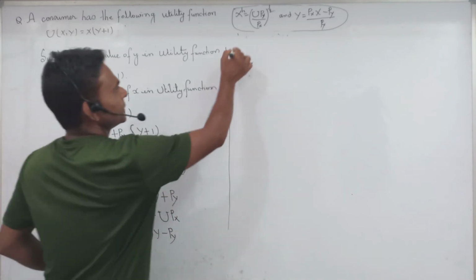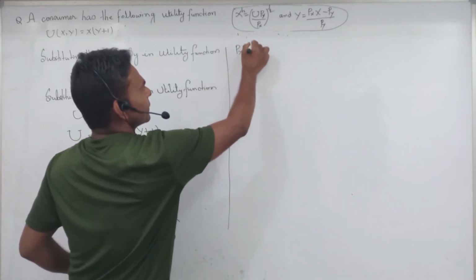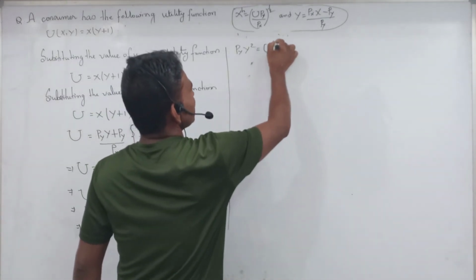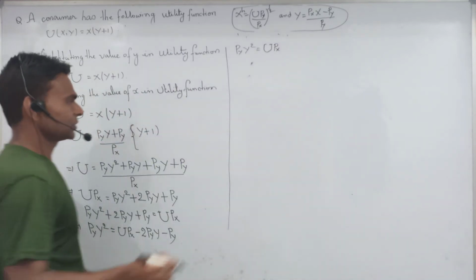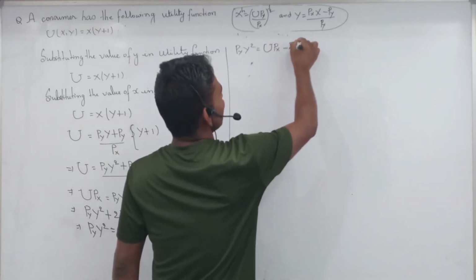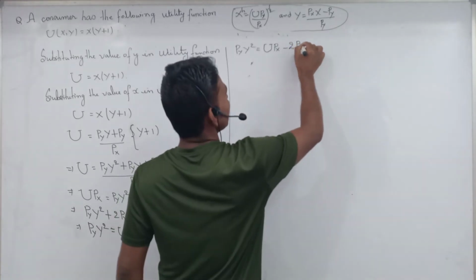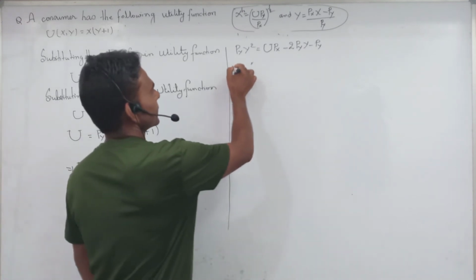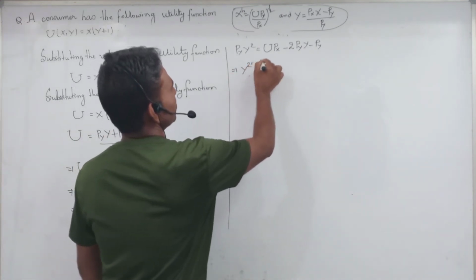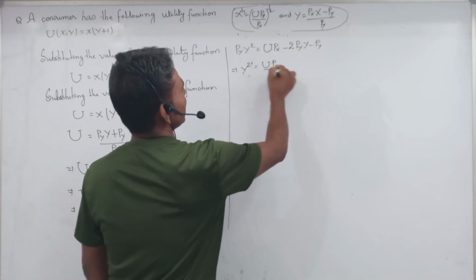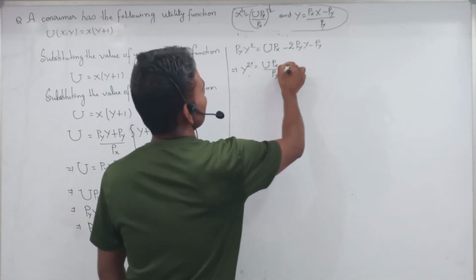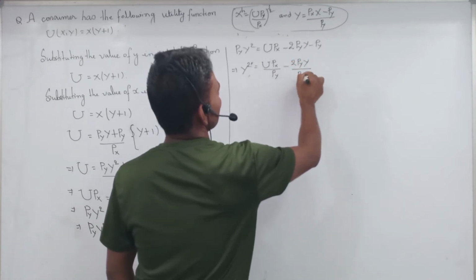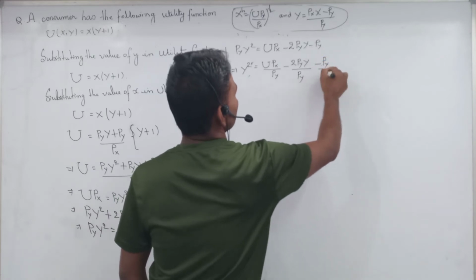Same things, price of y times y square equal to u price of x minus 2 times price of y times y minus price of y. Y square equal to u times price of x by price of y minus 2 times price of y times y by price of y and minus price of y by price of y.